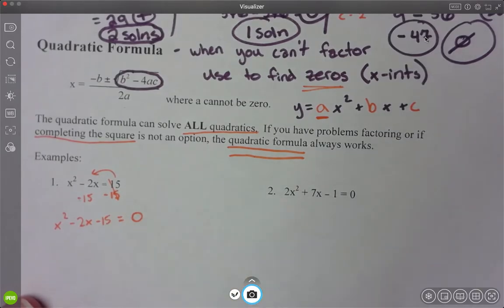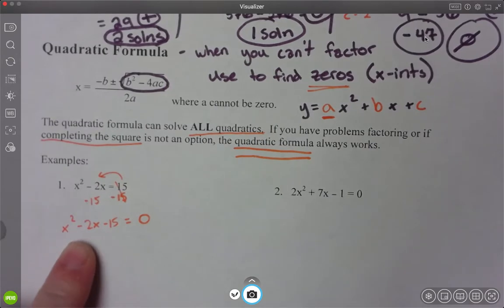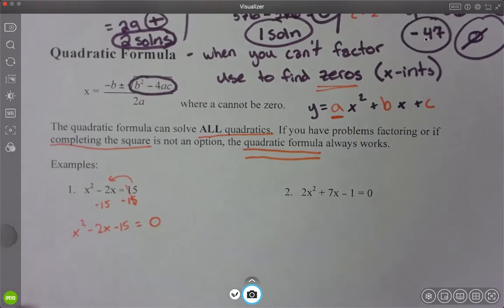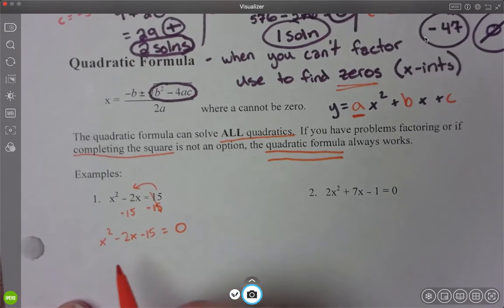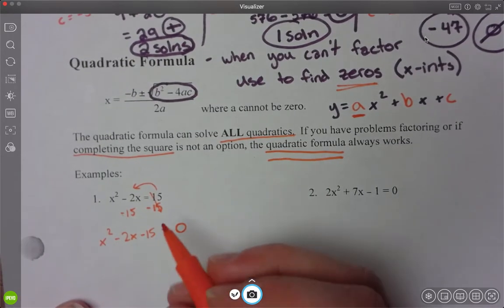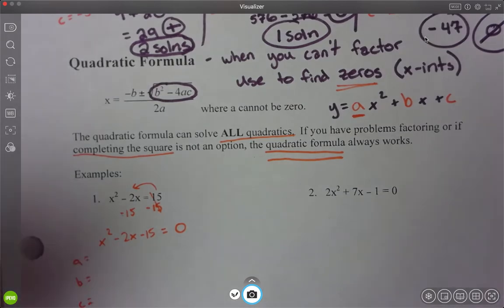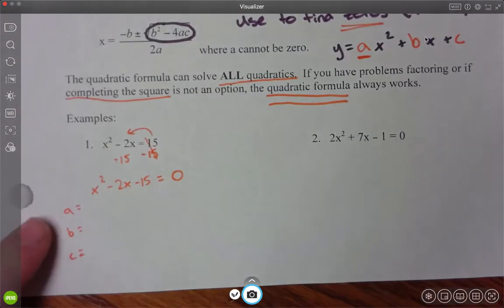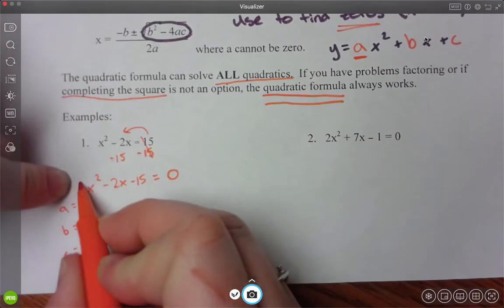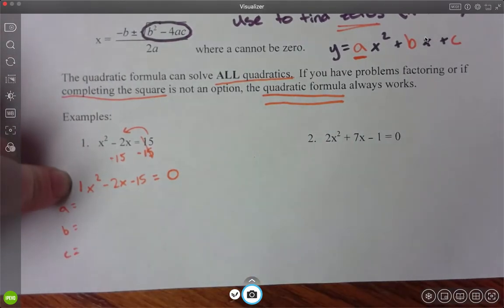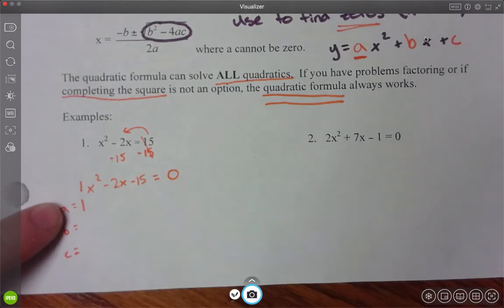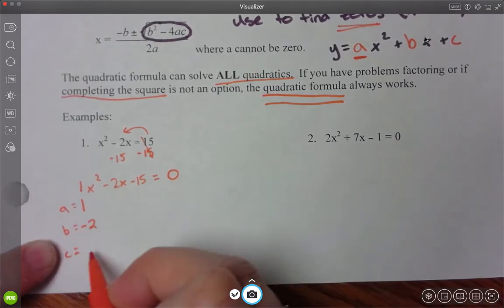Technically this is a simple trinomial. It could be factored down. We're going to do that in just a second, and I'll show you what that looks like. But we're going to use the quadratic formula on it just for some practice. So I'm going to list out my a, b, and c. In the equation, I have an understood 1 in front of that x, so a is 1. b is negative 2 and c is negative 15.